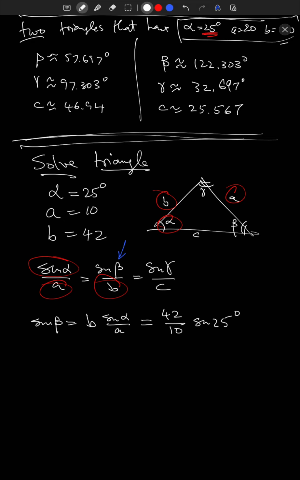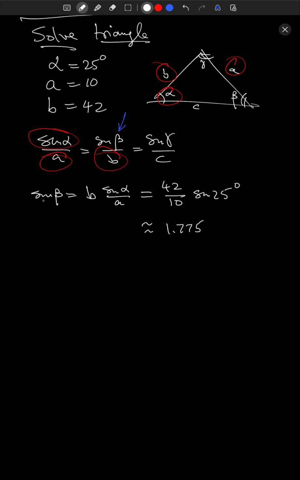Let me calculate that. So now I'm going to use a calculator to calculate sine 25 degrees, and then times 42 over 10. That turns out to be 1.775. Not degrees, because it's not representing an angle.